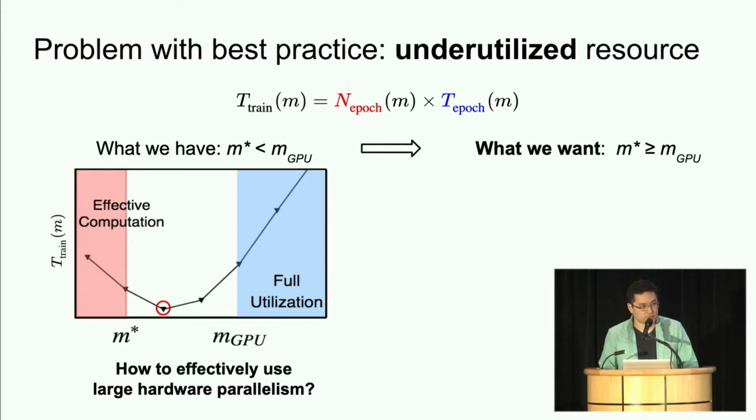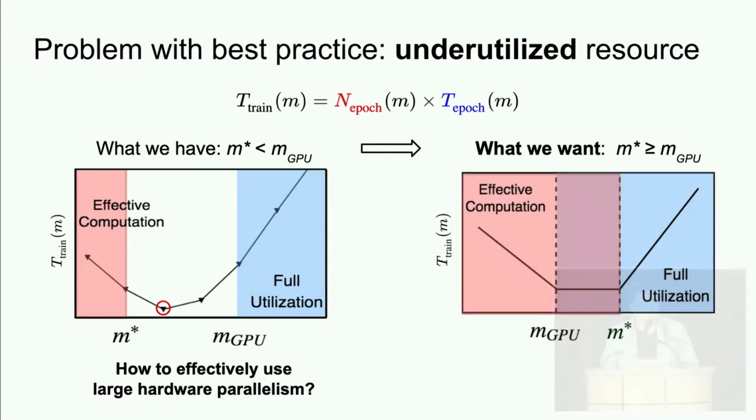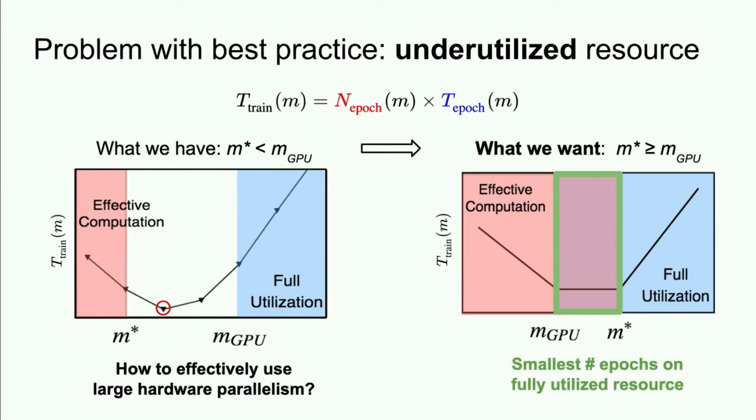Ideally, what we really want is something like m star that is larger than or equal to mGPU. In this case, these two regions will overlap. So if you choose a batch size in this overlapped region, you're able to converge in the minimum number of epochs and still fully utilize your computing resource.